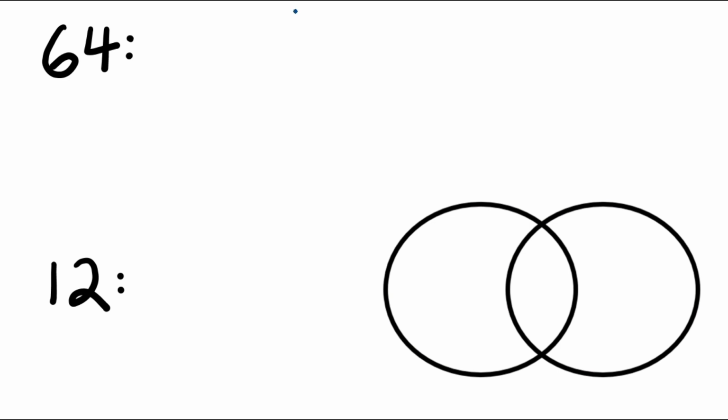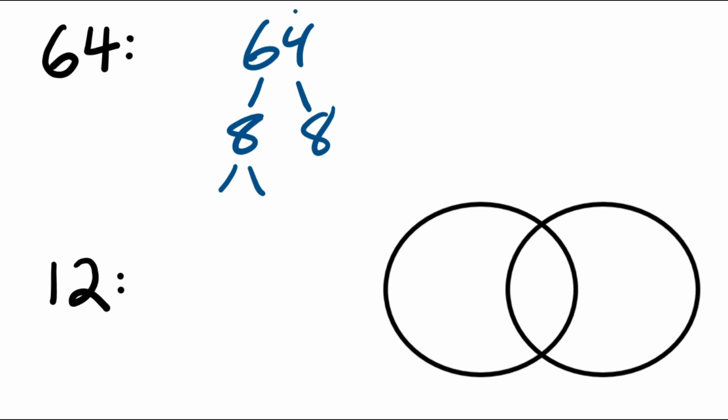All right, so we're going to take 64, and we're going to break it apart using a factor tree. What times what equals 64? Well, 8 times 8 fell on the floor, picked it up, and it was 64. We can now break apart these 8s because they're still composite. We know that 2 times 4 is 8. We once again know that 2 times 4 is 8.